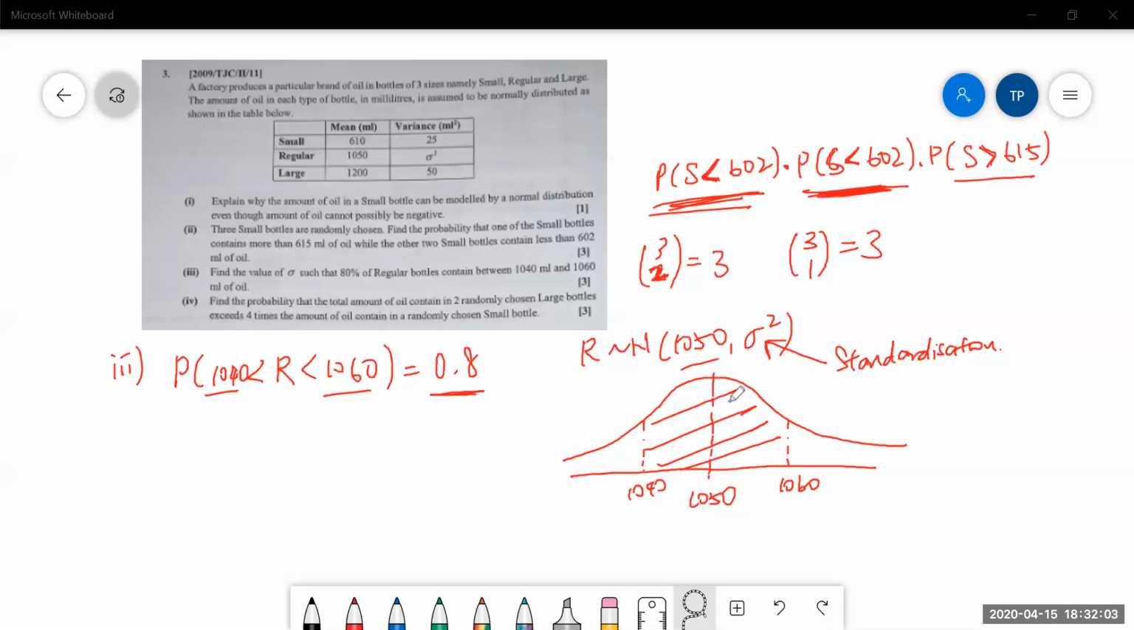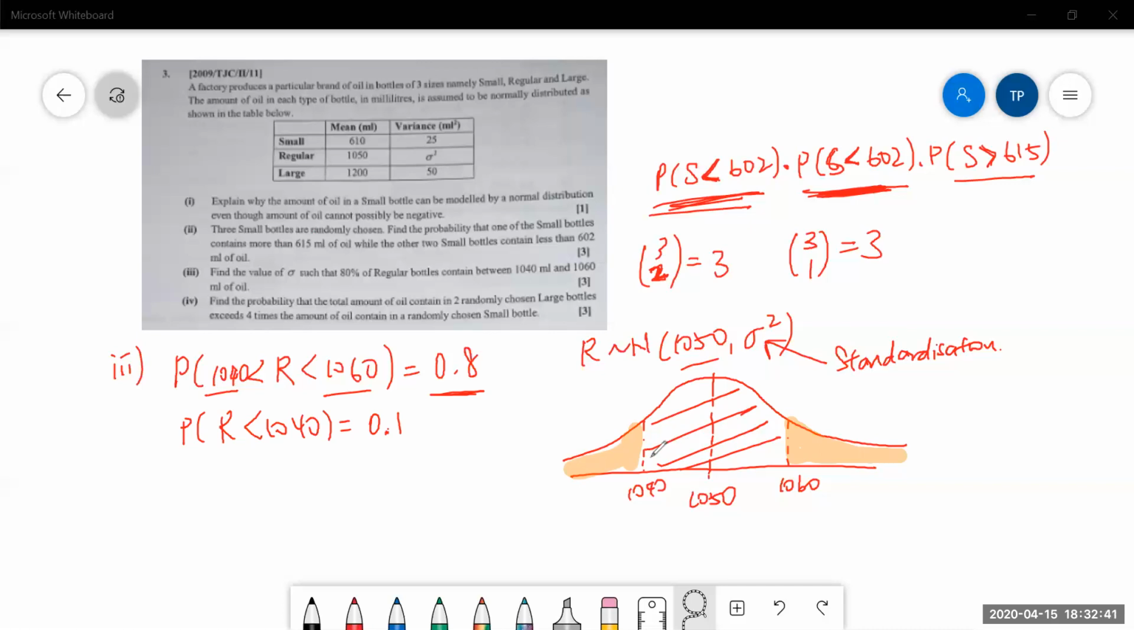So if this whole thing here is 80%, what do you know about this area here and this area here? The addition is 20%, right? Which also means that the probability of R less than 1040 is equal to 0.1. Make sense?